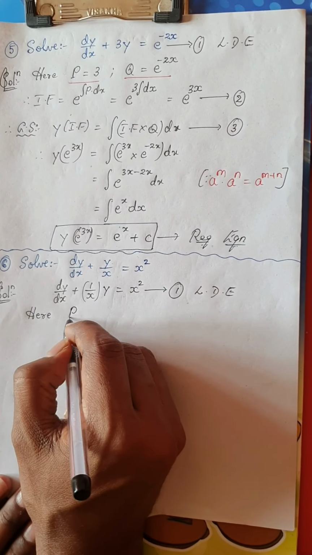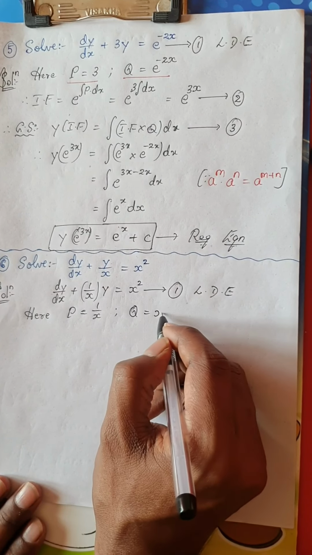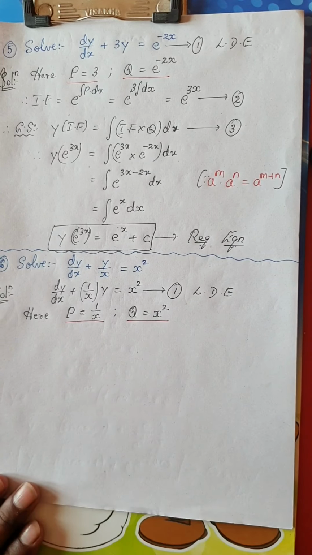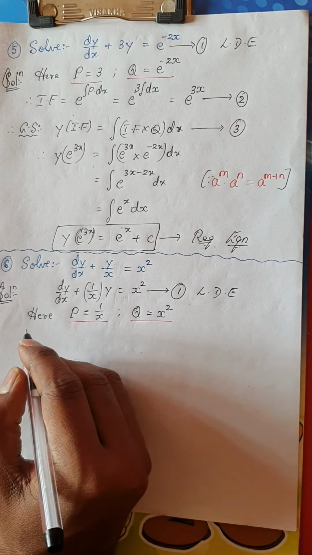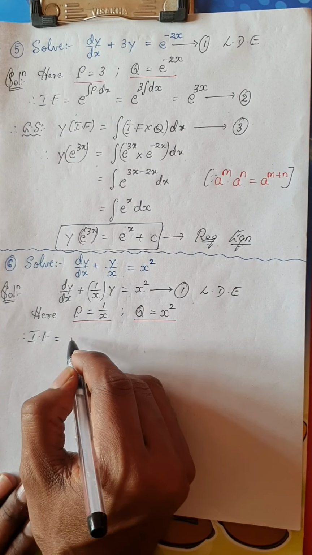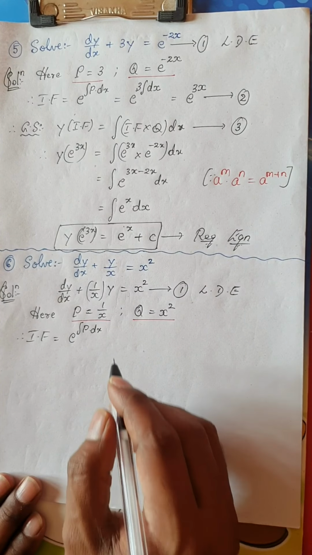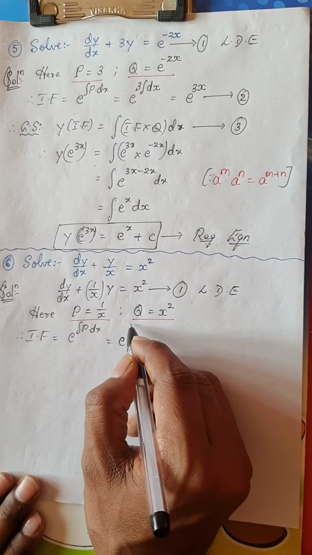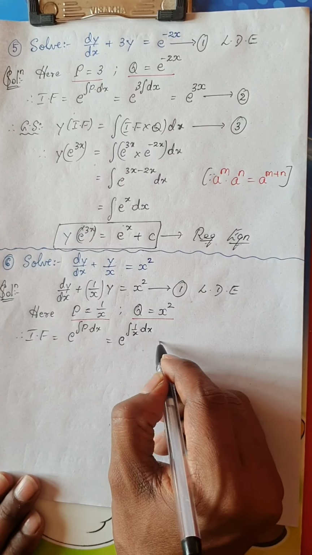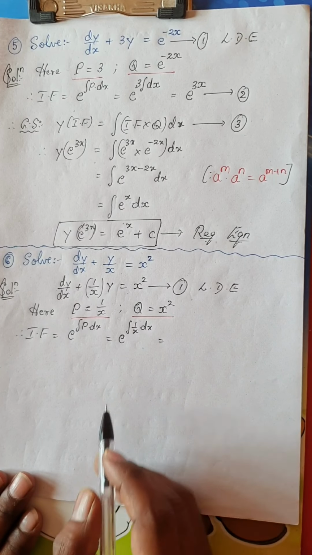Now write the value of p. You can see here the p value is 1 by x and the q value is x square. These are two very important terms which you need for your further calculation. Therefore, the next thing you are finding out is the integrating factor. The integrating factor would be e power integral p dx, that is e power integral of 1 by x dx. We have already seen this kind of integrating factor in the first and second questions of your session.